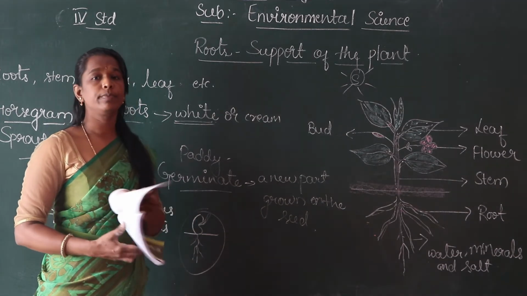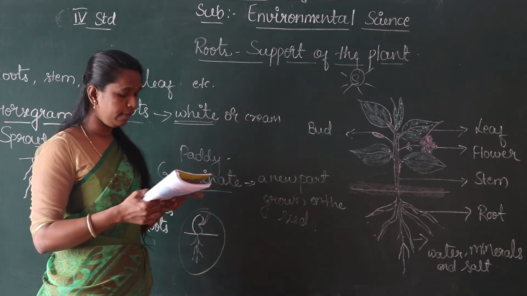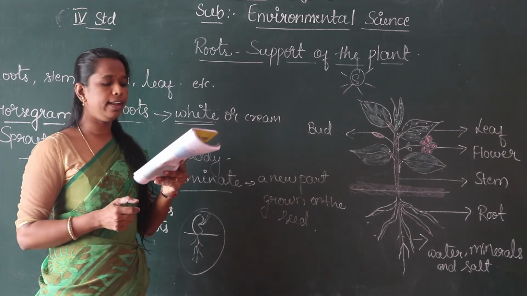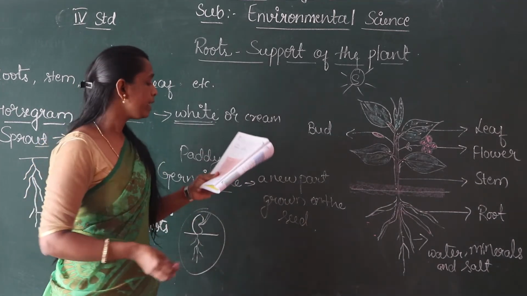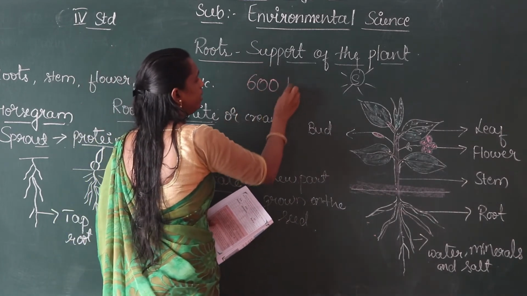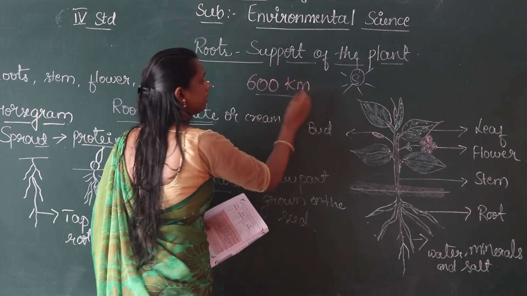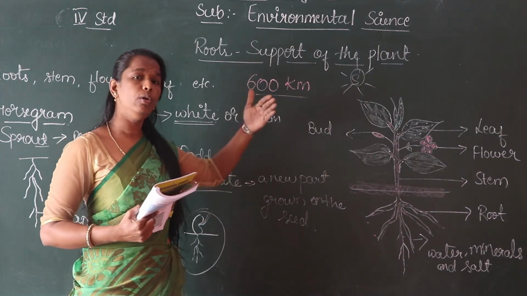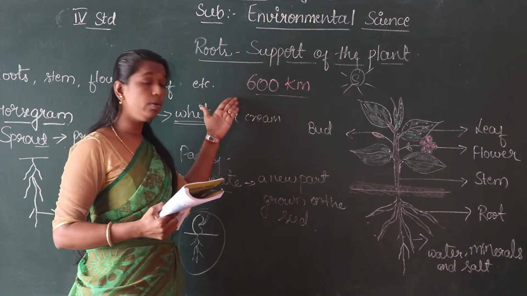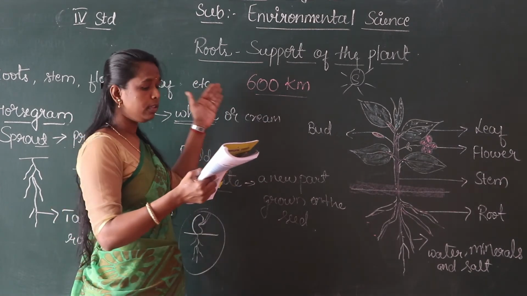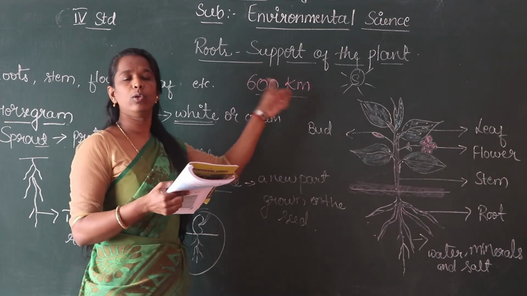Here some interesting facts are there. See, the root of a plant of the grass family is about 600 kilometers. 600 kilometers. See, the grass family, hullu anta ಏನು ಹೇಳ್ತೀವಿ. So the roots of the plant of the grass family is about 600 kilometers.